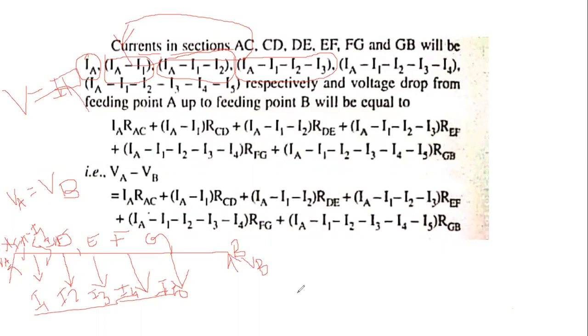What is the formula for the voltage drops? I into R. Therefore IA into RAC, plus in CD section, what is the voltage drop? VCD is equal to ICD into RCD.